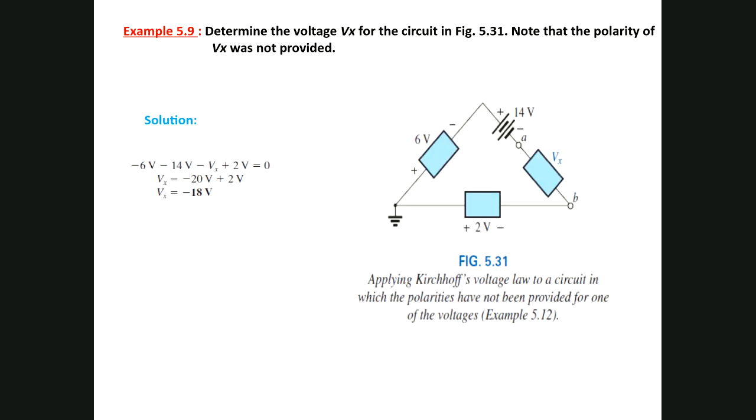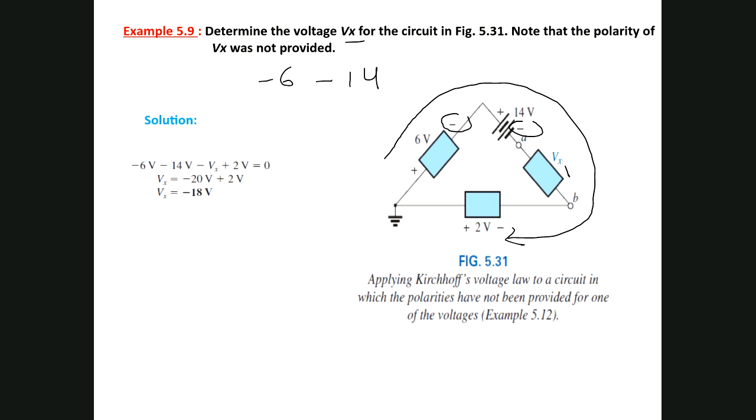Another example here. You can start from anywhere to find the Vx. What is the Vx? Here is the Vx. If I start this way as clockwise, then you will say the last polarity here is minus 6, then minus 14, then minus Vx, because when you apply the conventional direction here, you follow the flow of the direction. Then plus, the last polarity here, plus 2, equal to 0.